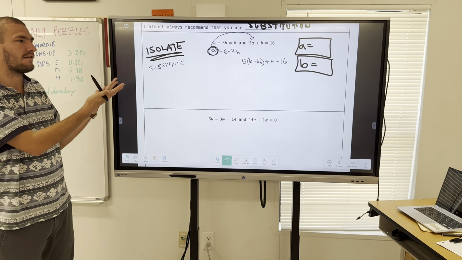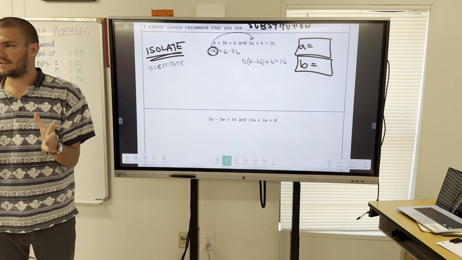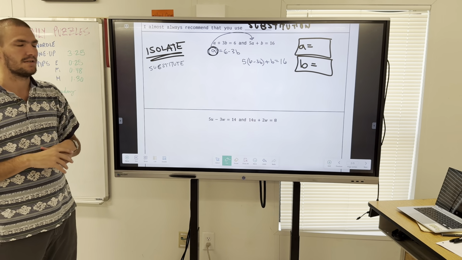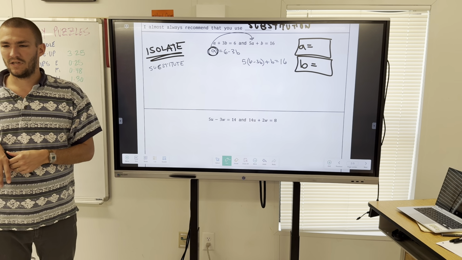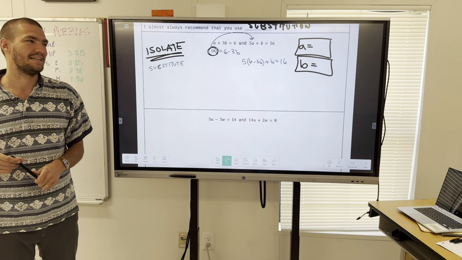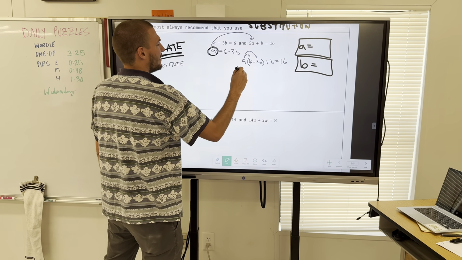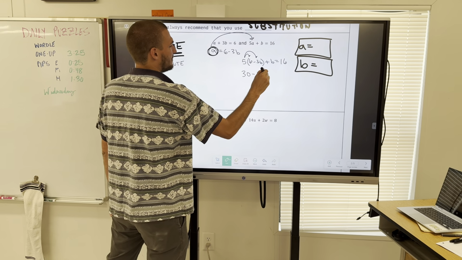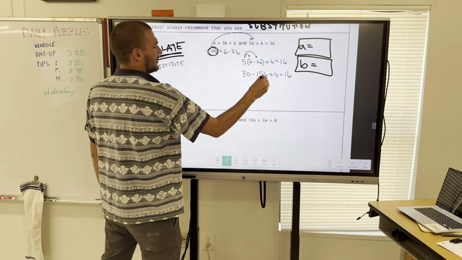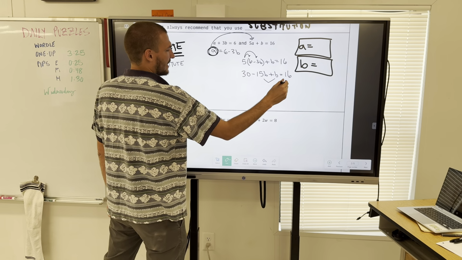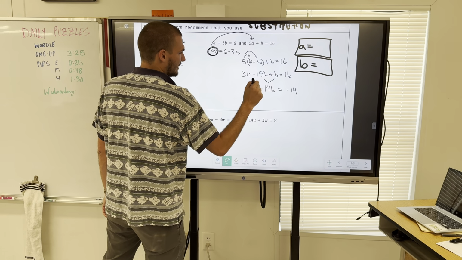How many letters do we have left? Only one, only b. And now we have a path to success. We just need to do some algebra 1 and get our answer. When it comes to distributing, don't mess it up. Lock in and get it right every single time. 30 minus 15b plus b equals 16. Combine your like terms, move the stuff that's not the same. Negative 14 is equal to negative 14b.